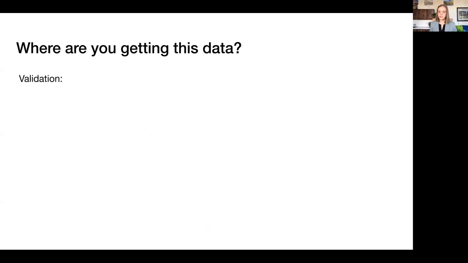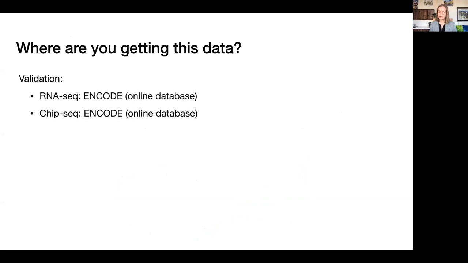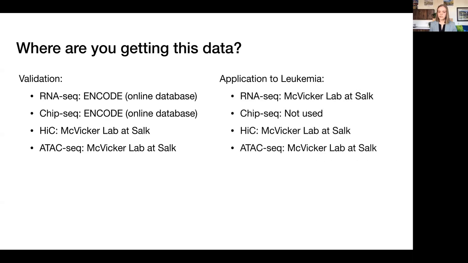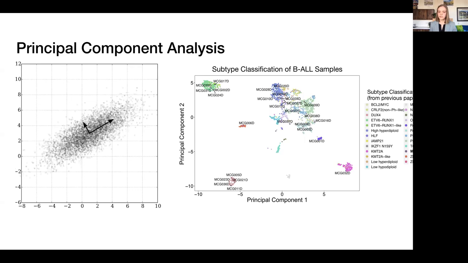Where am I getting this data? For the validation, I get RNA-seq and ChIP-seq from ENCODE, which are online databases that have a lot of data on them. And then I get the Hi-C and ATAC sequencing from the Vicker lab at the Salk Institute, which was the lab that I was working with. So they ran a lot of their own wet lab experiments. And for the application to leukemia, I got everything again from the Vicker lab, except I did not use ChIP-seq data. I was also asked to explain principal component analysis.